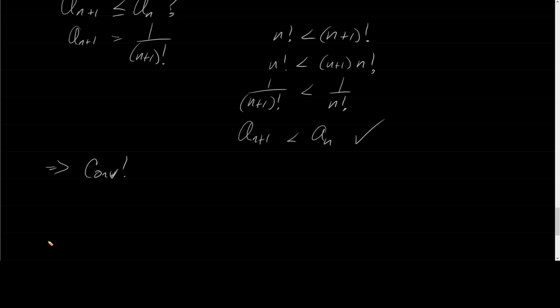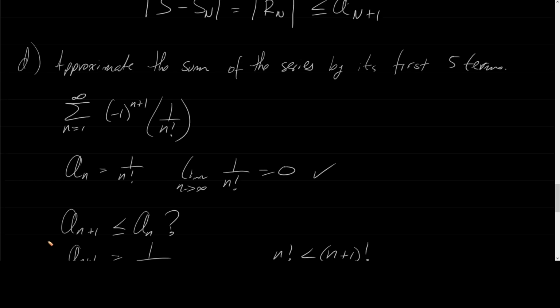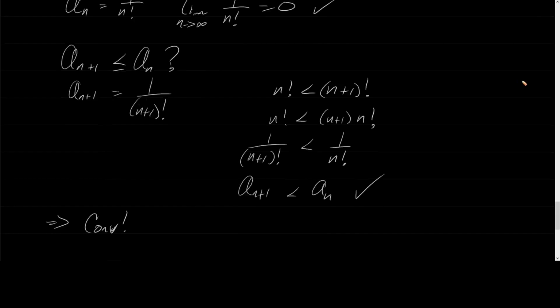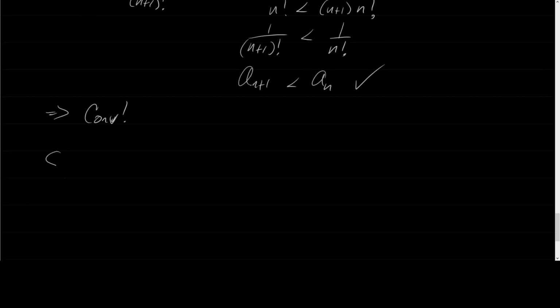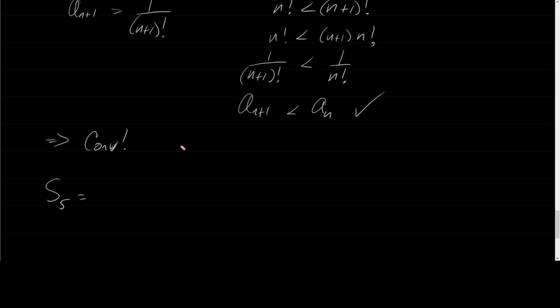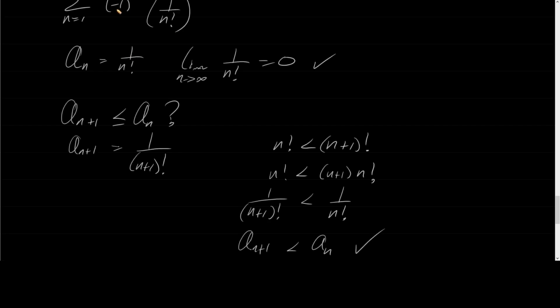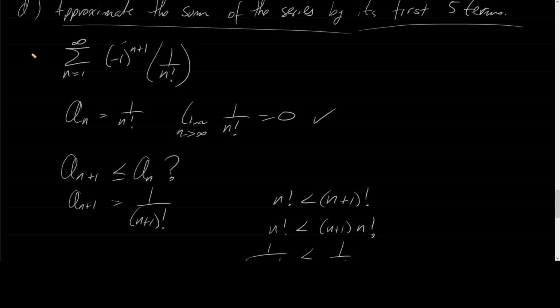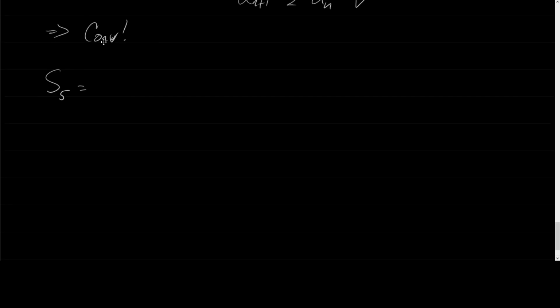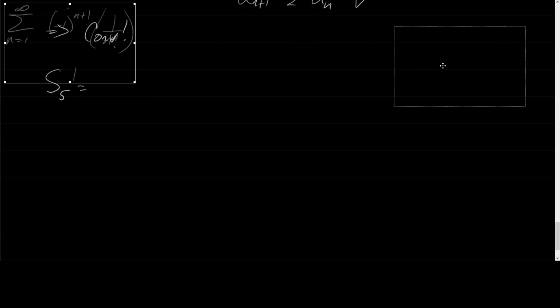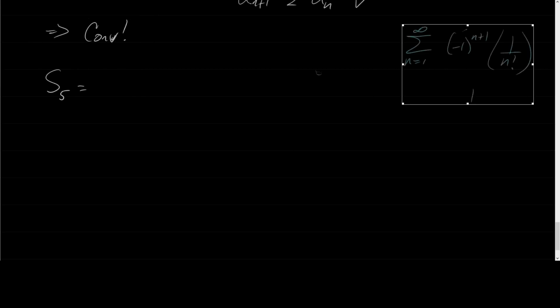Now that we know that it's definitely convergent, the question was to approximate the sum by its first 5 terms. So we need to figure out what S sub 5 is, and that is the partial sum of the first 5 terms. Recall that the series that we were talking about is 1 over n factorial with a negative 1 to the n plus 1. Perhaps I'll copy that and put it down here. So this is something that we want to keep in mind.